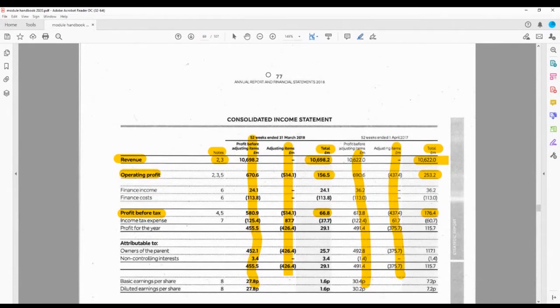PBT is 66.8 in 2018 and 176.4 in 2017. That is quite a significant drop in the net profit before tax. We have all the figures. We needed this figure and the revenue figure. We already noted down the revenue figures, so now we can go to Excel.